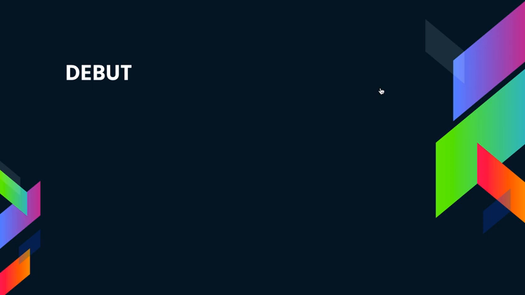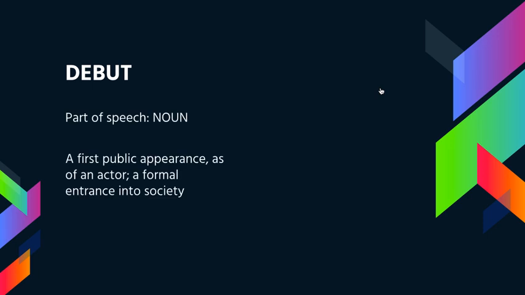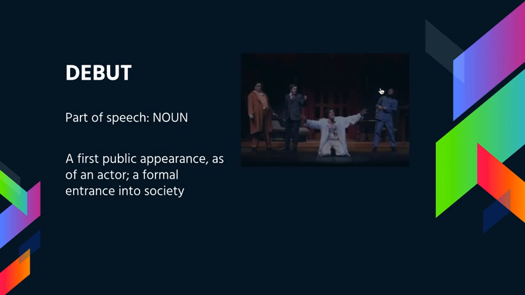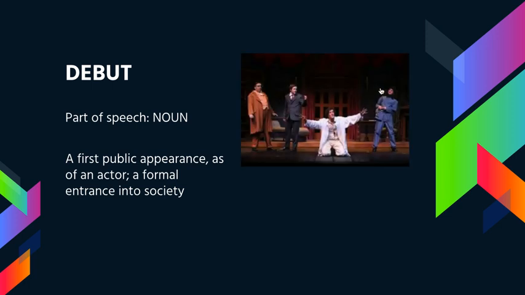All right, the first word is debut. Part of speech is noun. The definition is a first public appearance as of an actor, a formal entrance into society. So as you can see, here's a picture of an actor. Again, it's first time on stage, first time in a show, something like that. It's their debut. A lot of times we see this with athletes too. Rookies, it's their debut in the sport.